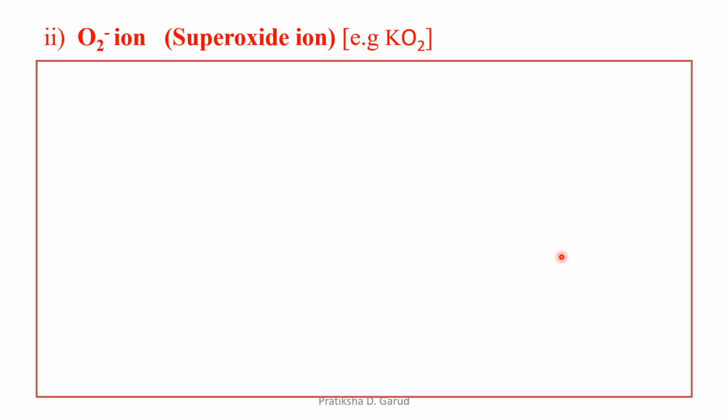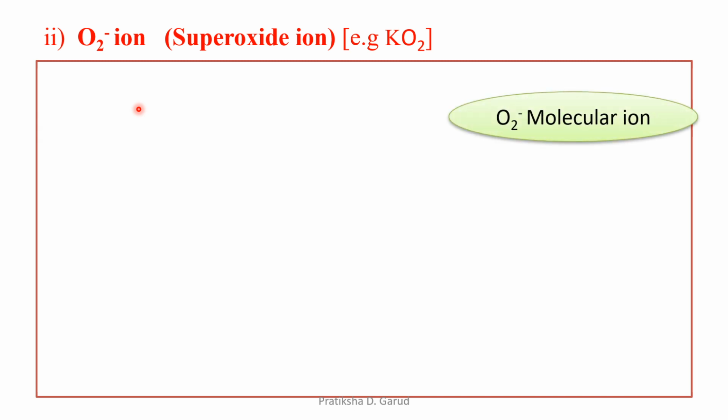O2 minus ion is also called a superoxide ion. An example is KO2, potassium superoxide, right? This potassium superoxide is formed by the addition of one electron. As it has a one minus charge on the oxygen, there is an addition of one electron to either the pi asterisk 2py or the pi asterisk 2pz orbital of the oxygen molecule.